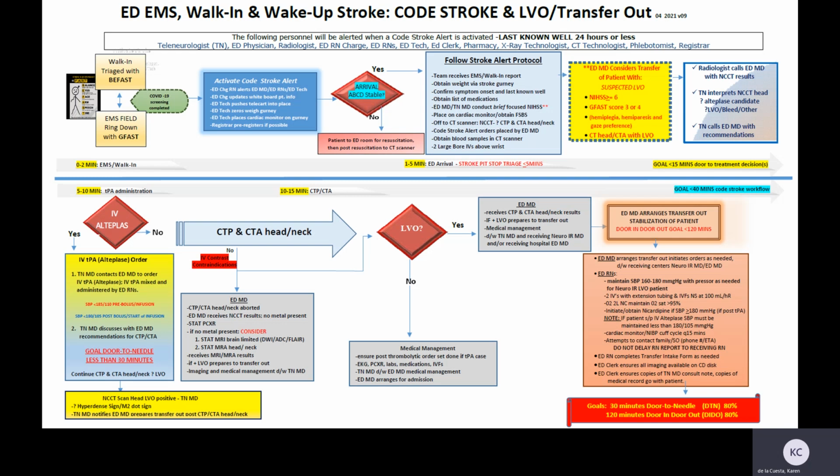Okay. And continuing on, code stroke alert and LVO, large vessel occlusion, transfer out. Transfer out is very important. At this point, we are a primary stroke center. We do not take patients here. We don't have the ability to take patients for thrombectomy. We do not have neurosurgery on call at this time. We are not required to have neurosurgery on call as a primary stroke center.